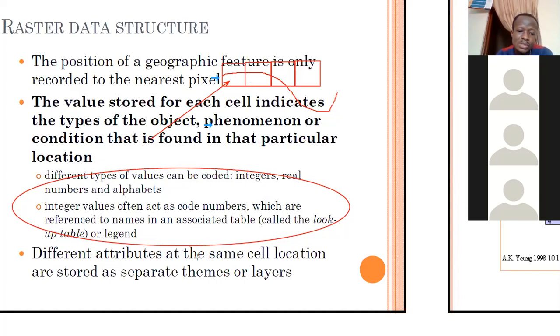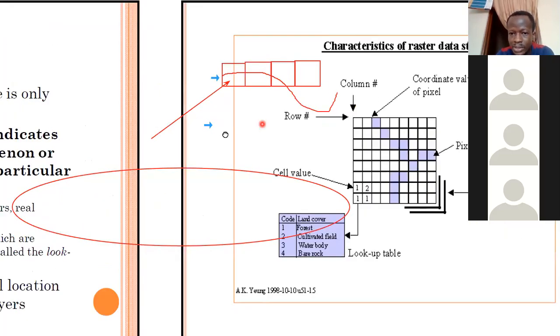Different attributes at the same cell location are stored as separate themes and layers. This one we don't need to talk about. We've already done themes and layers. So I believe everyone in the class understands the concept of themes and layers, and they can be applied in the raster data structure or raster data model. It's easy for us because we've already done it.